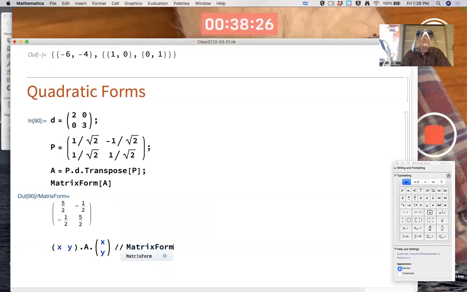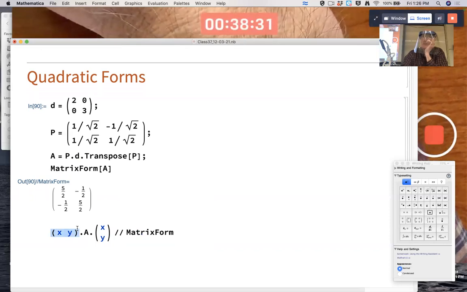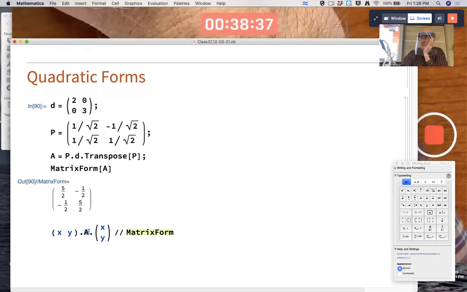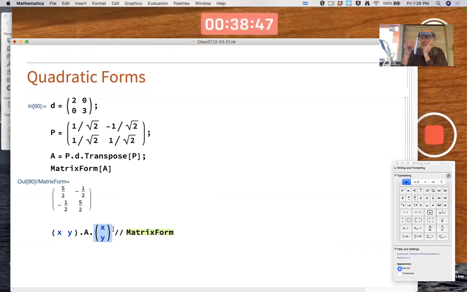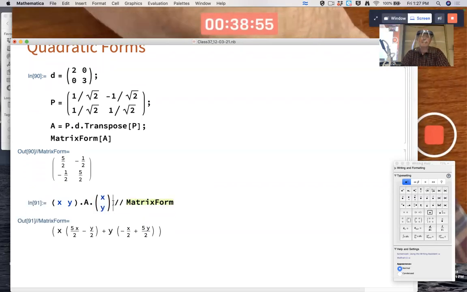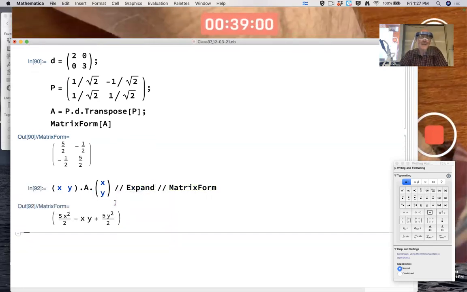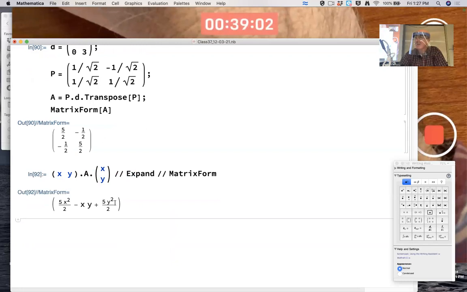If you do this product, think about it with me here. This row vector is, as a matrix, a 1 by 2 matrix. Times a 2 by 2 matrix is going to be a 1 by 2 matrix, a row vector. And a 1 by 2 matrix times a 2 by 1 matrix is a 1 by 1 matrix. You then had 1 by 2 times 2 by 1. It's really a dot product. This is going to be a number written as a 1 by 1 matrix. 1 row, 1 column.